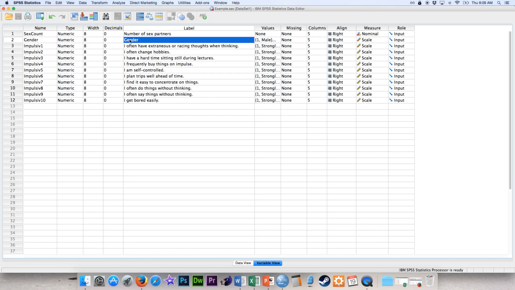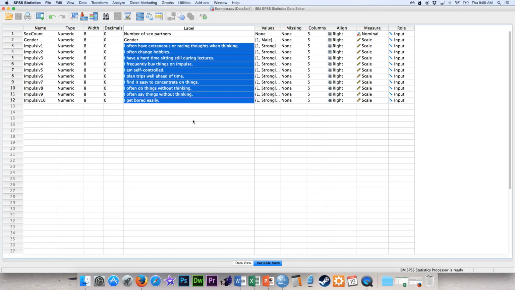And one of my hypotheses is I believe that men are going to have more sex partners than women in this sample. And then the other independent variable is impulsivity, which I have a 10-item survey for. My hypothesis is that people who are more impulsive are also going to have more sex partners. Additionally, I have the hypothesis that there's going to be an interaction between impulsivity and gender, so that this relationship between impulsivity and sex partners will be especially strong among males as opposed to females.